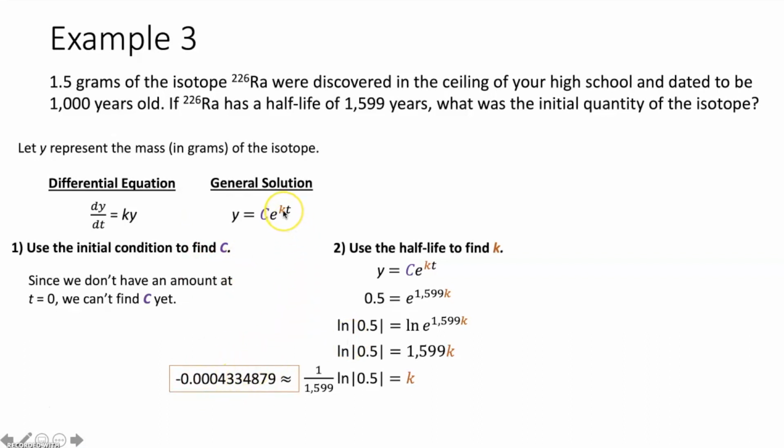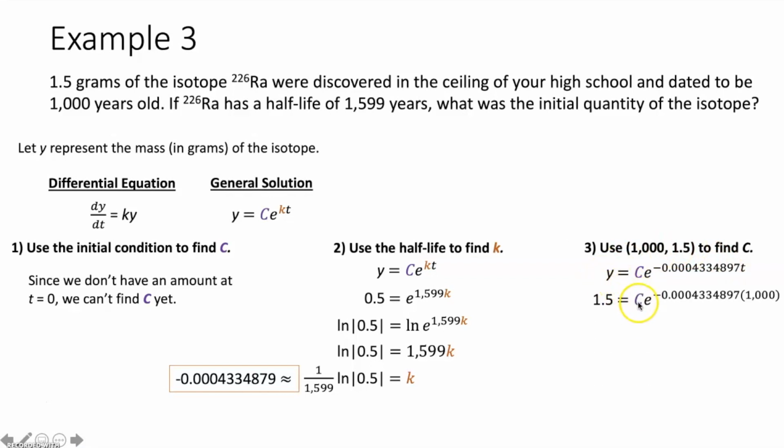We can take that, plug it into our general solution. Now we need to find c. What was the initial amount? What did we start with? Well, there has to be some other initial condition up here that could help us out. Well, it says 1.5 grams of the isotope were discovered and dated to be 1,000 years old, meaning we have an initial condition here. t would be 1,000 and 1.5 grams would be your y. So we can plug in 1,000 for t in our particular solution here with our k value plugged in, and we can plug in 1.5 for our y over here, and now solve for c, our initial amount.